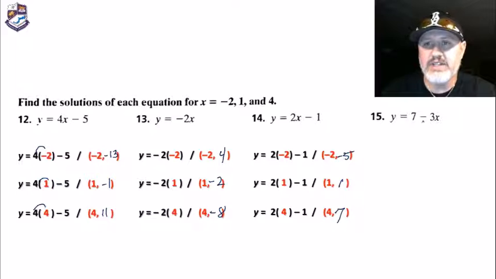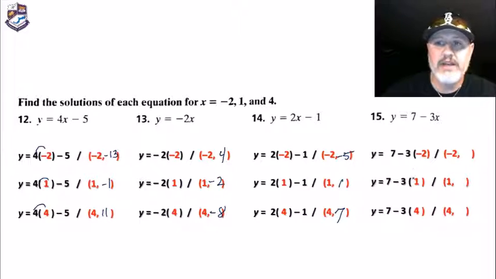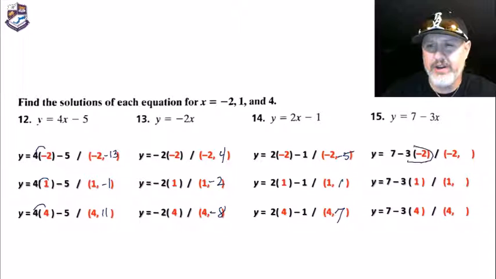And the last one, 7 minus 3x, bang, bang, bang. Substituting -2, 1, and 4 in for x. Be careful here, -3 times -2, that's a positive 6. 7 plus 6 is 13. Some of you will get that wrong because you forget about one of those negatives.